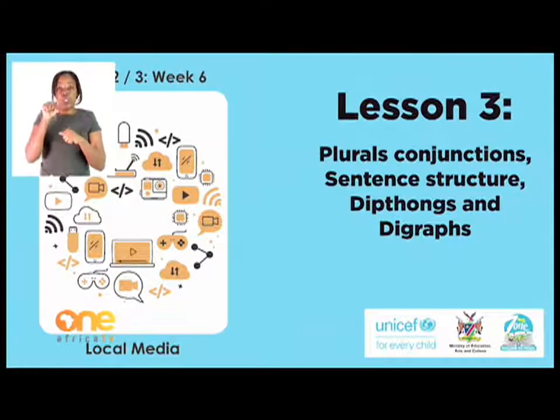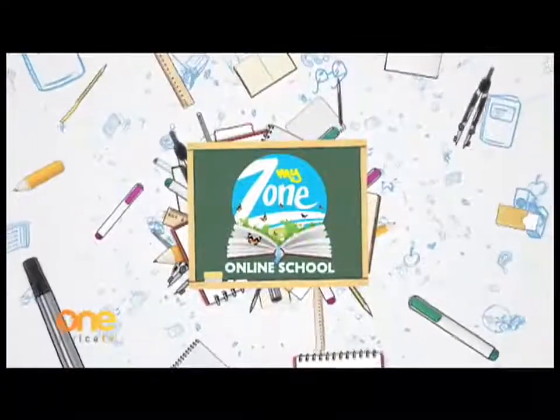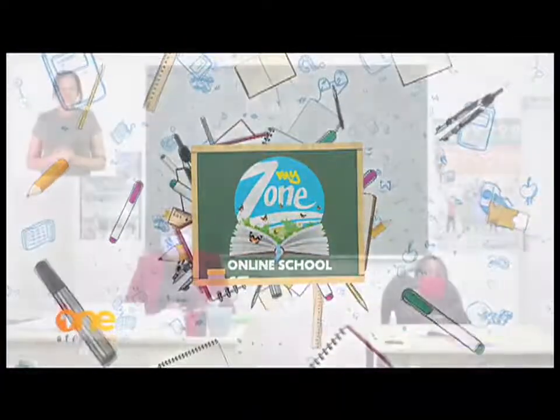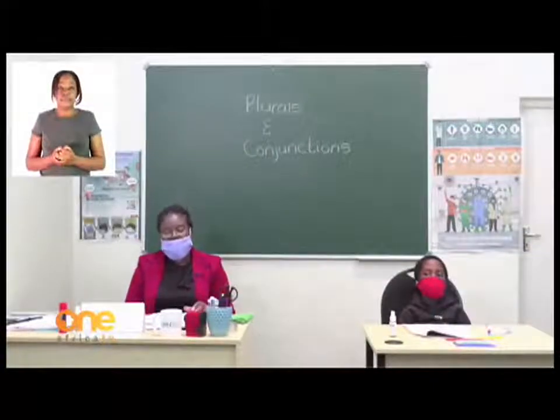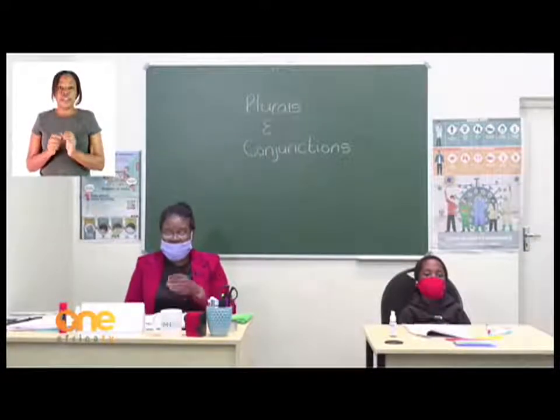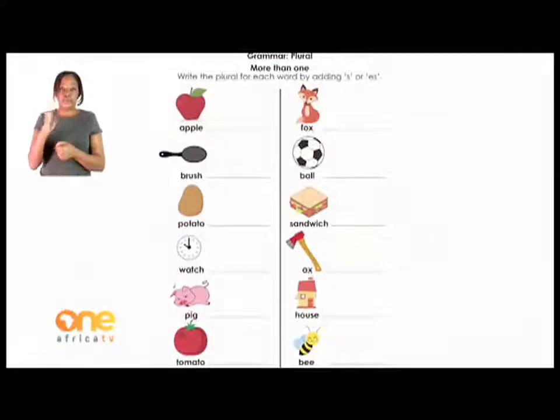Our lesson for today will be plurals, conjunctions, sentence structure, diphthongs, and digraphs. Okay, let's go over to page 14 together with the grade 2s and the grade 3s. You are also welcome to revise with us. We are going to do the plurals. We are going to learn about plurals.